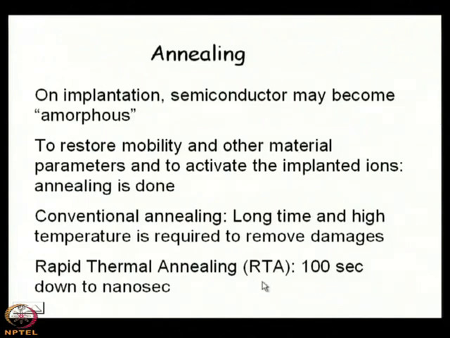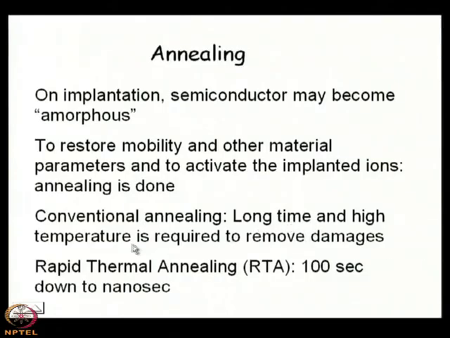In conventional annealing, basically you have to use a furnace, and you have seen how a furnace looks like, with a heavy mass. The thermal mass of a conventional furnace is very, very large, because the volume of the furnace is very large. So, long time and high temperature is required to remove damages. Why long time and high temperature is required? Because you cannot increase the temperature very quickly.